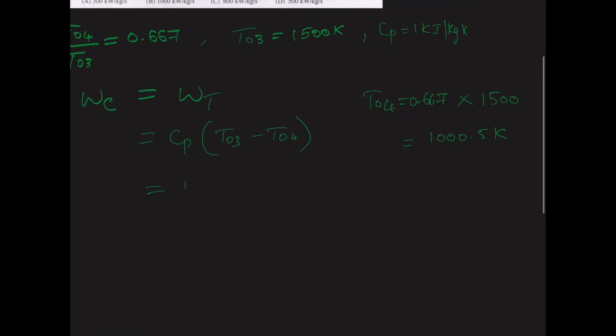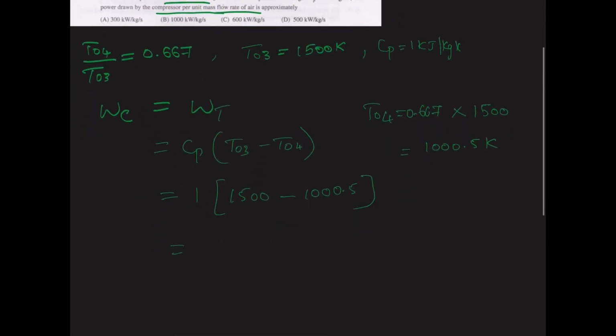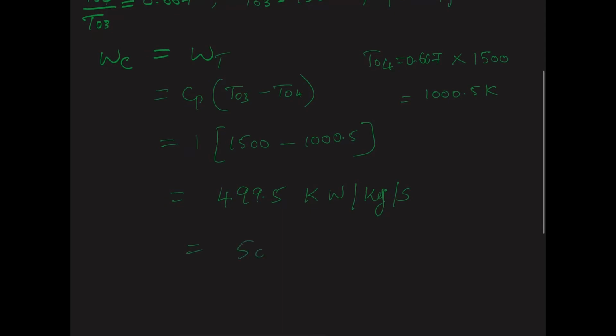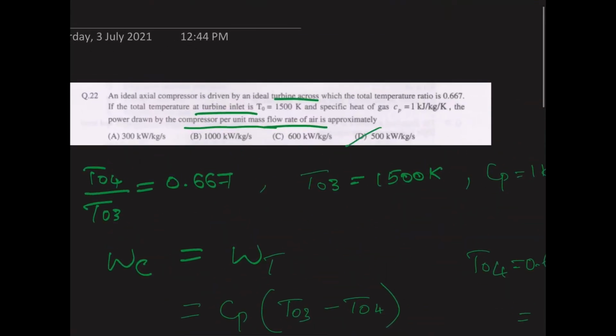So Cp is 1 kilojoule, T03 is 1500 minus this. Once you do this you will get 499.5 kilowatt per kg per second. So this can be approximated to 500 kilowatt per kg per second. So the correct answer is option D, 500 kilowatts per kg per second.